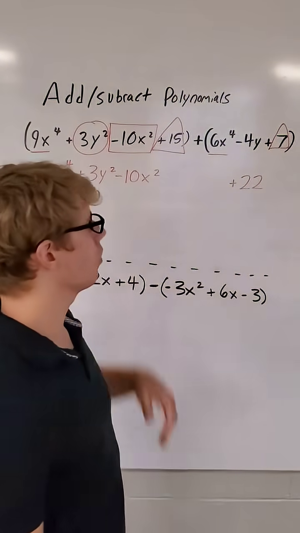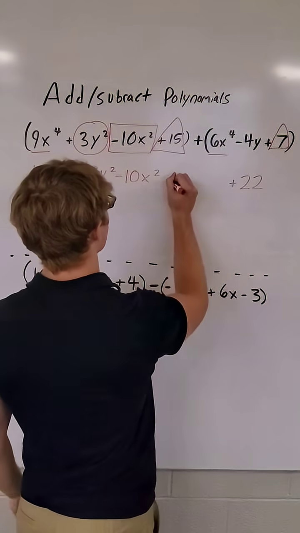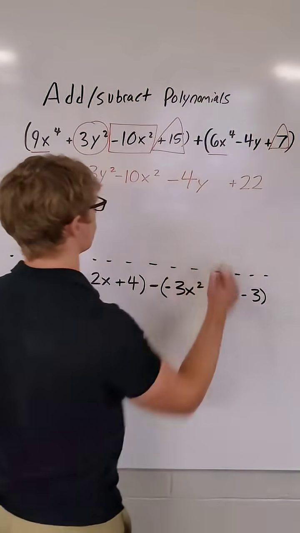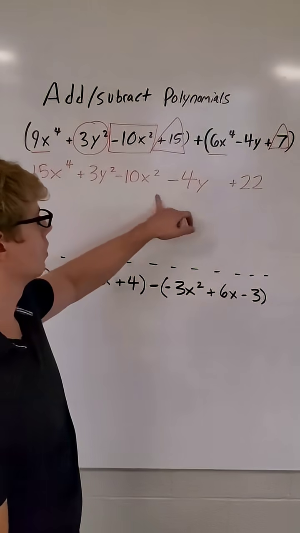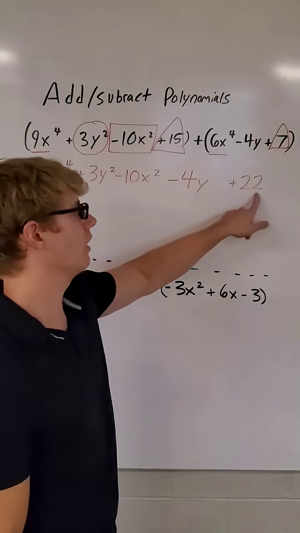If you decide to put these out of order, you will want to reorder them based on degree, which basically is just how high their exponent is. So in this case here, 4, 2, 2. When there's no exponent, it's a 1, and then none.